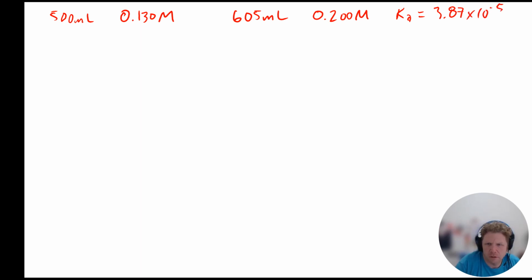Now what I always like to do is whenever I have a Ka, I might as well just go ahead and solve the pKa. And whenever I plug this into the calculator, I find that the pKa is 4.41. Remember, this is just negative log of 3.87 times 10 to the negative fifth, and that's equal to 4.41. Okay, now that's just something I get out of the way, because otherwise it's going to be relevant to the problem. Now this question goes on to say, what is the pH of this resulting solution?